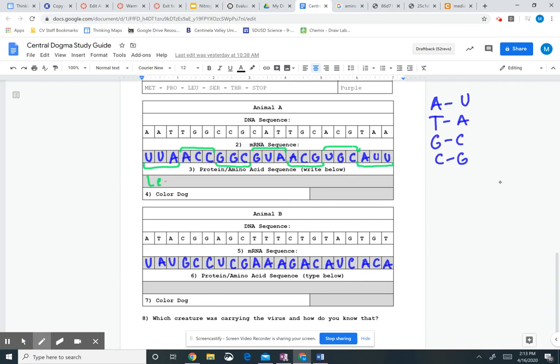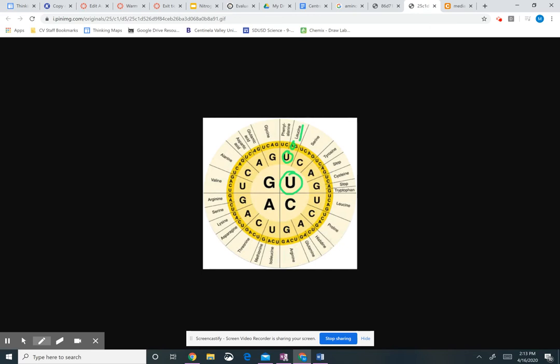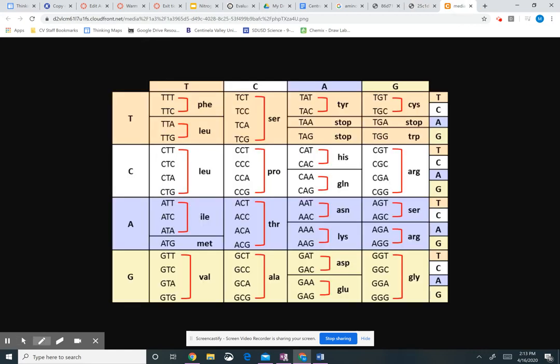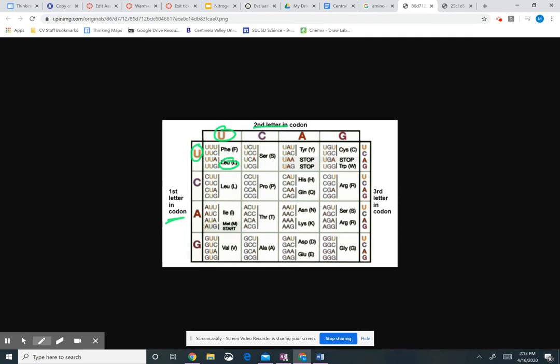L-E-U. And you guys can't really see that well, so I'm going to change the color. So that's going to be leucine. The next one is AAC. So you guys are going to look on here, and it's going to be A, A, and C, which is asparagine. And you guys look on here, not this one. I'm going to delete that tab. Then you guys look on here, right here, it's A, and G.